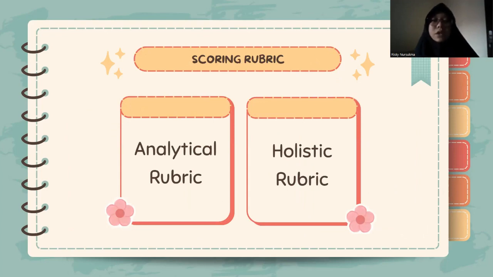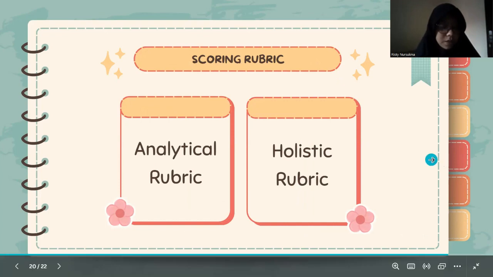Okay, scoring rubric. There are two. The first one, analytical rubric, and the last one, holistic rubric. An analytical rubric resembles a grid with the criteria for a student product listed in the leftmost column and with levels of performance listed across the top row, often using numbers and descriptive text. And holistic rubrics have several parts.